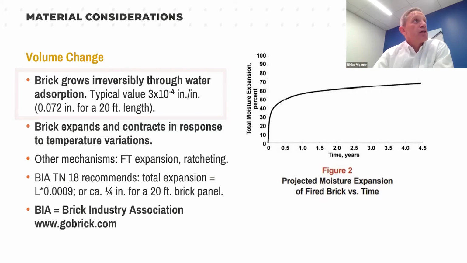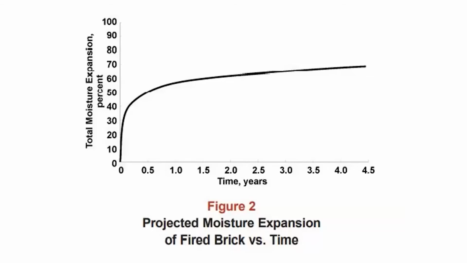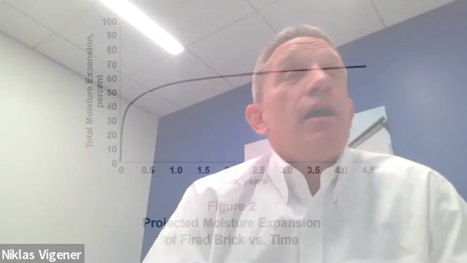And a typical value for that is about 0.07 inches per 20 foot in length. And that growth happens over time. And if you look at the graph, which plots moisture expansion over time, a lot of it happens early on in the life of the brick, but then it goes on really forever and a day. It slows down. Next, it's important to understand that brick masonry is not watertight.